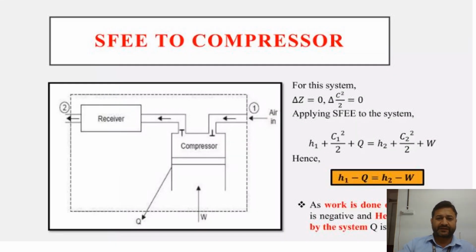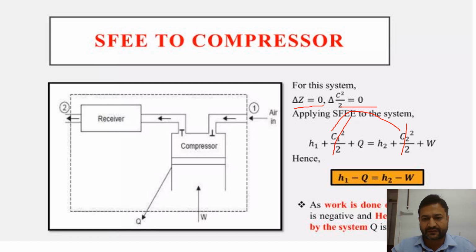So this is your compressor, which is used to increase the pressure in any appliance where we want to increase the pressure. It will consume power in the form of electricity. We will supply work to the system. Then we will apply the steady flow energy equation. Again our assumptions are somewhat similar: delta Z is 0, velocity change is 0, and automatically C1 and C2 will be approximately equal to each other.